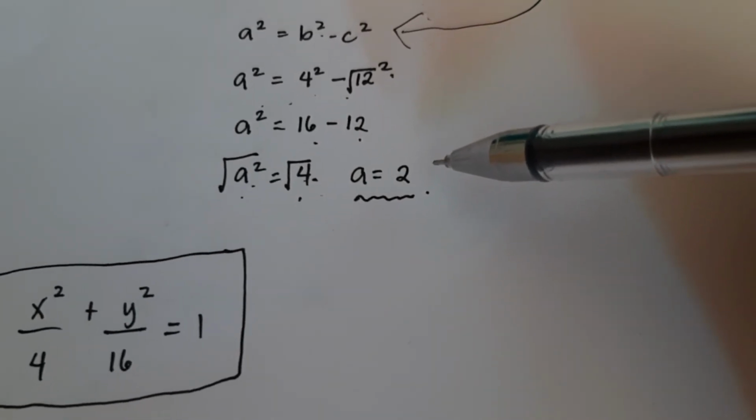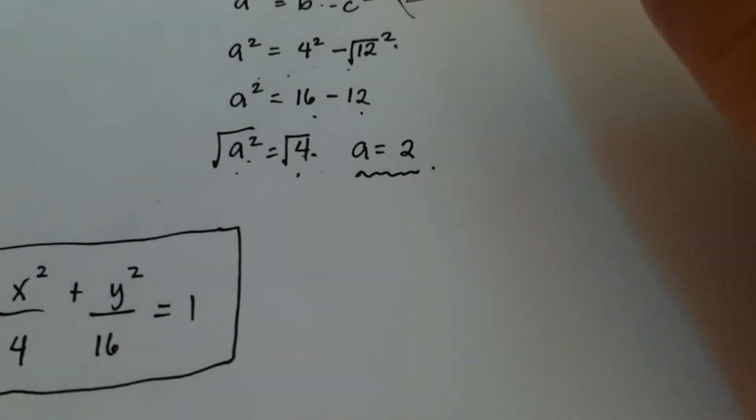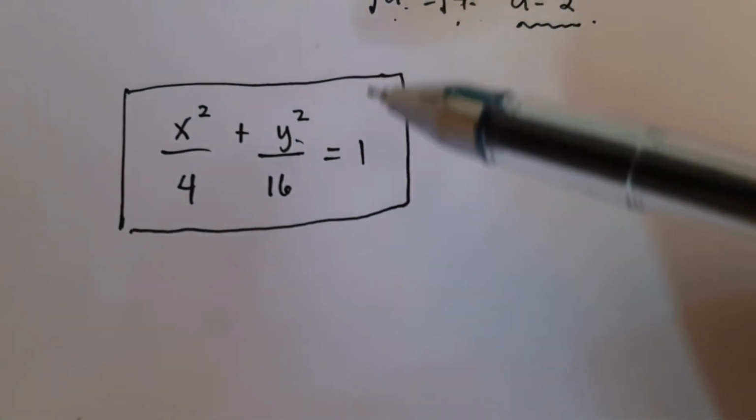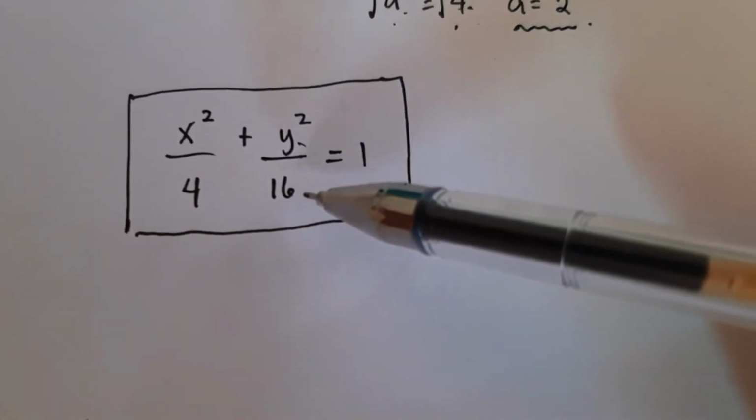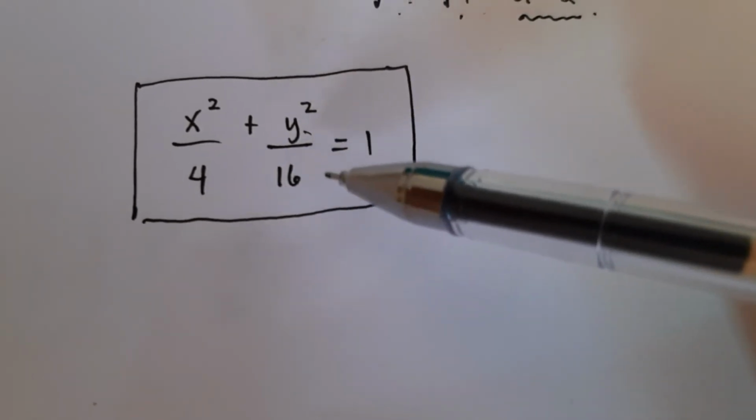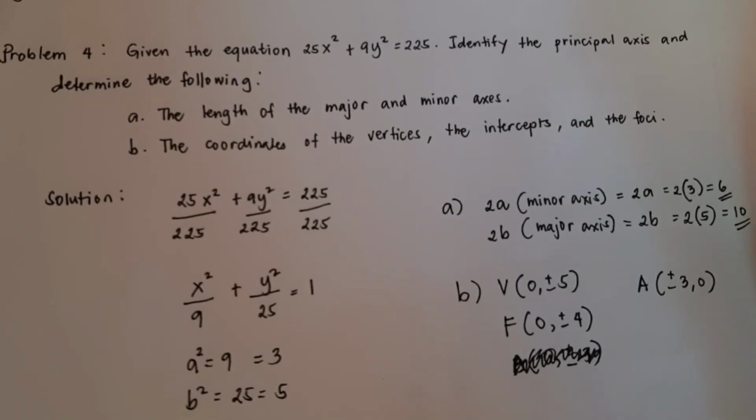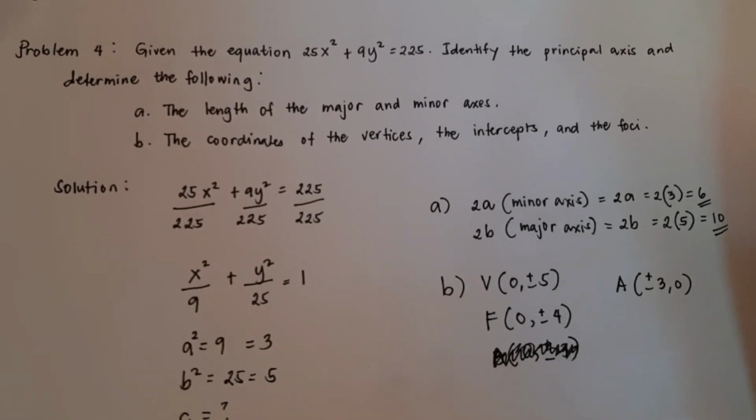So, therefore, ang equation mo, since ang principal axis mo ay nasa y-axis, so, dito may lalagay yung 16 o yung mas mataas na number sa ilalim ng y squared. Okay, let us proceed to number 4.